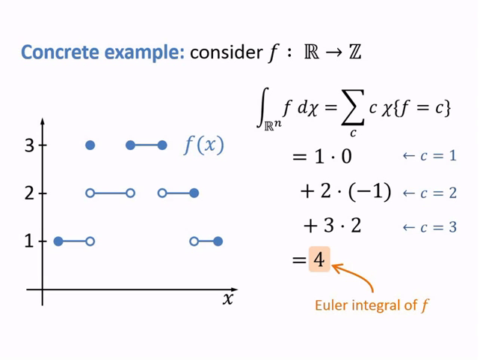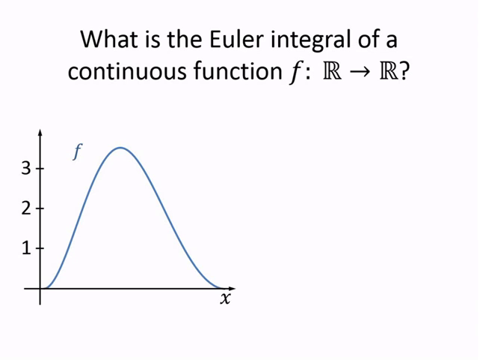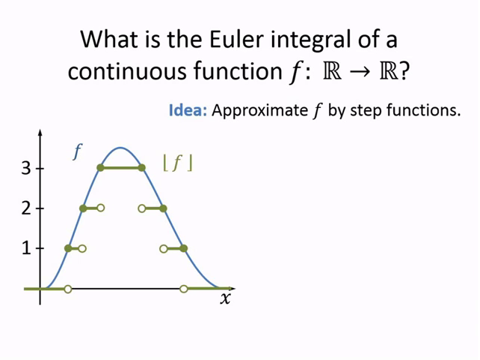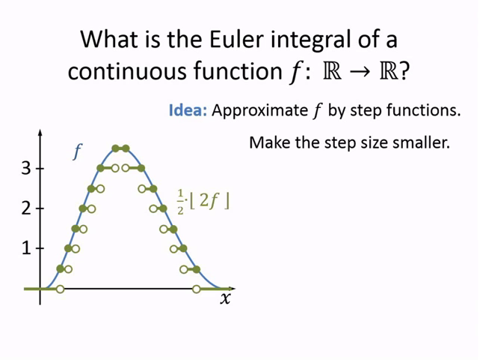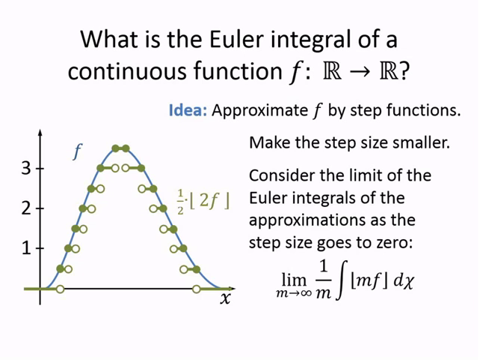Okay, so this makes sense for functions that have finite range. What if I have a continuous function? Here is a continuous function. What is the Euler integral of a continuous function? Well, here's a really naive idea. What if I approximate this continuous function by a step function? I just take the floor function, the greatest integer less than or equal to the value of the function. This is an integer valued function. I know what its Euler integral is. And then maybe I just make the step size smaller, and I compute the Euler integral of this function. I look at the limit as the step size goes to 0. So I take the floor function of the function multiplied by some m, and then I compute the Euler integral, divide by m. Look at the limit as m goes to infinity.